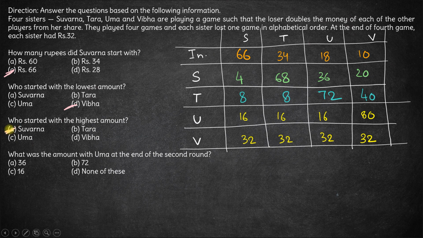And finally, the last question of the set. What was the amount with Uma at the end of the second round? Now this is the end of the first round and this is the end of the second round. So at the end of the second round, Uma had option B, 72 rupees with her. Right?